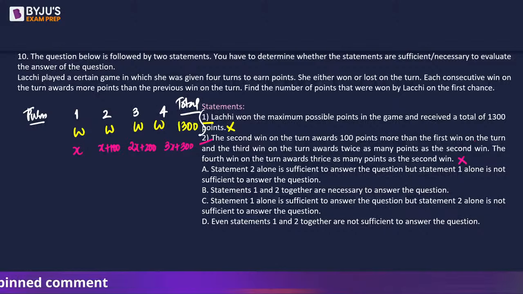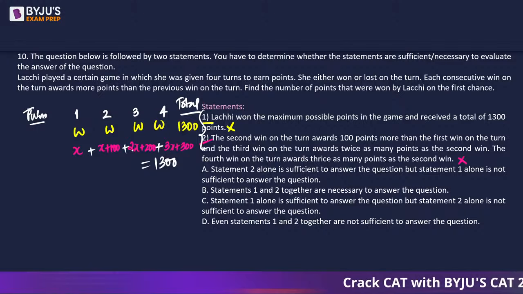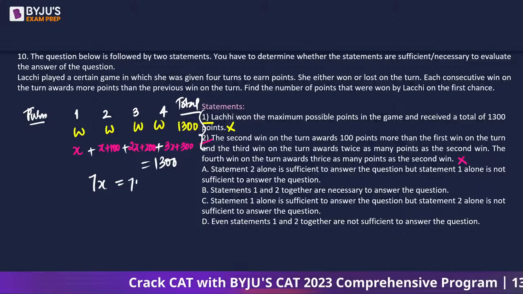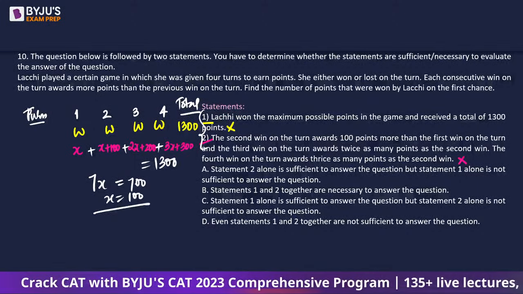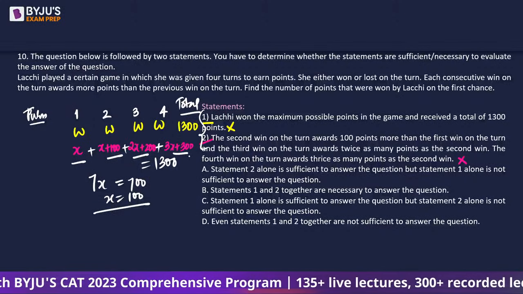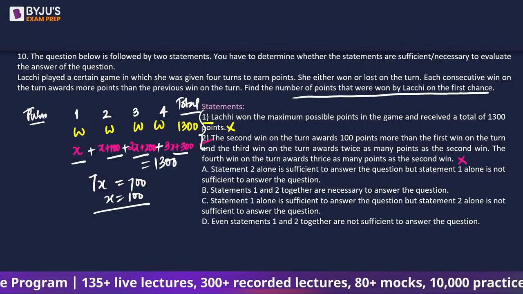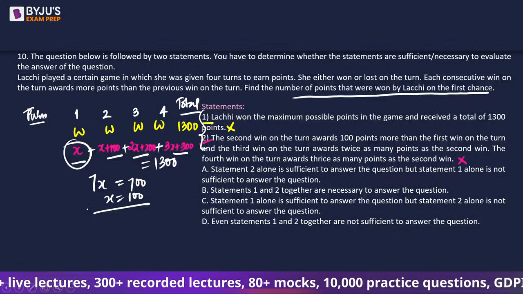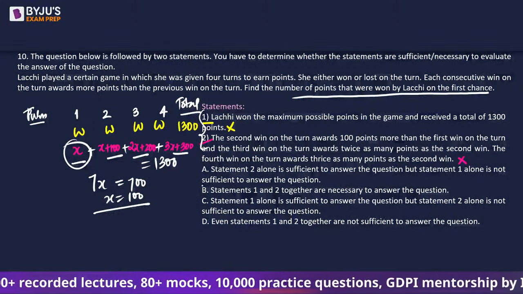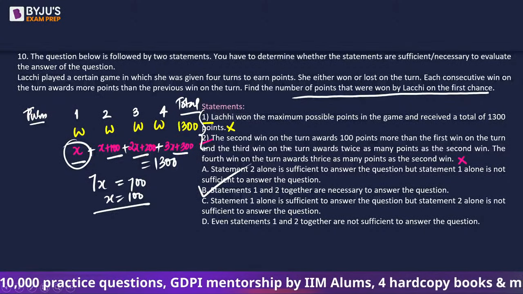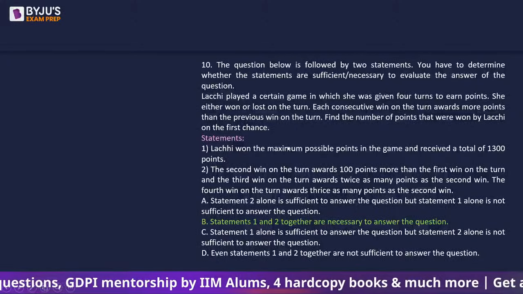Now let's combine both of them. If we combine both of them, we can be pretty sure that the sum is given as 1300. So we will have 7x plus 600 is equal to 1300. So 7x is equal to 700, x is equal to 100. So we know exactly how much she won in each of the turns. The question is, find the number of points that were won by Lachi on the first chance. In the first chance, madam got 100 points. So can we say if we combine both these statements, we will be able to answer this? Right? That's the answer. Good.